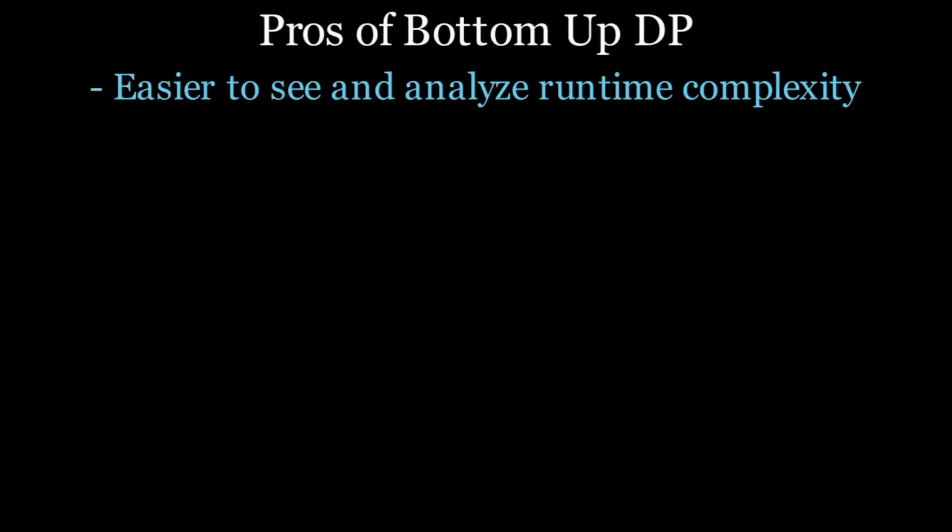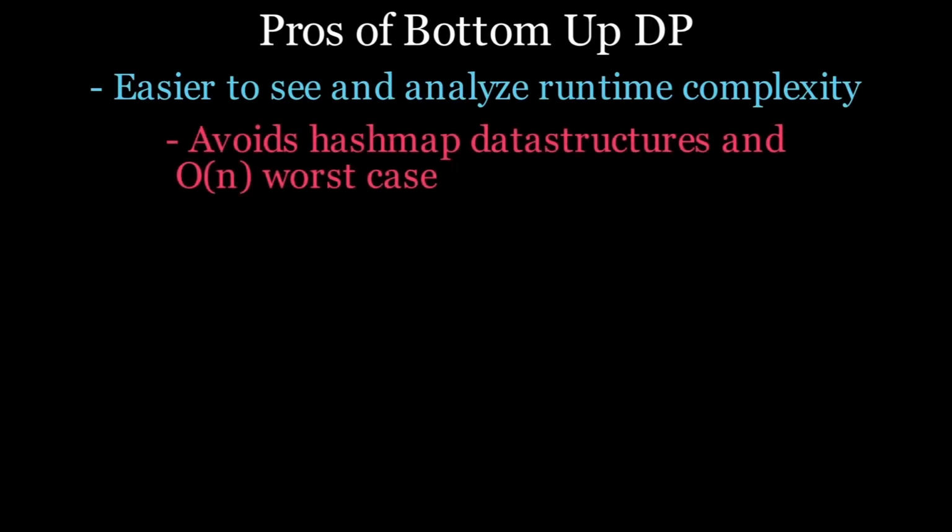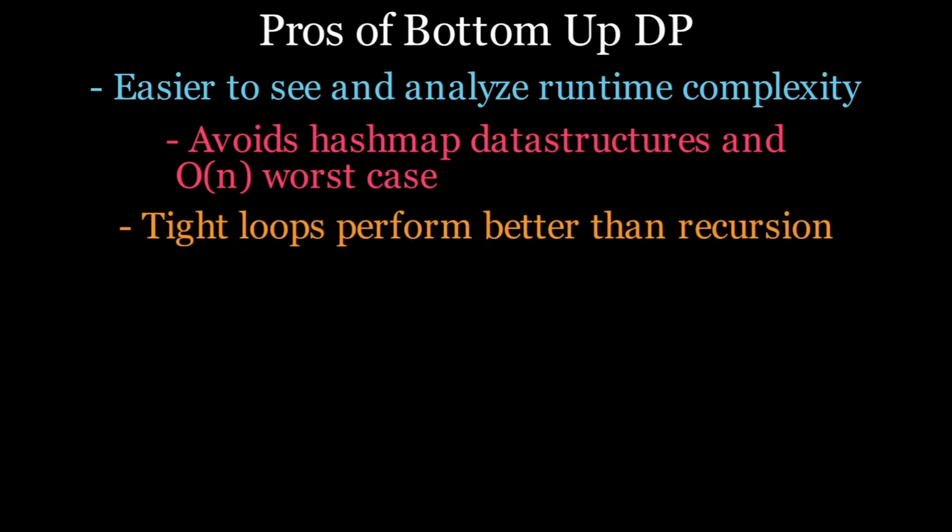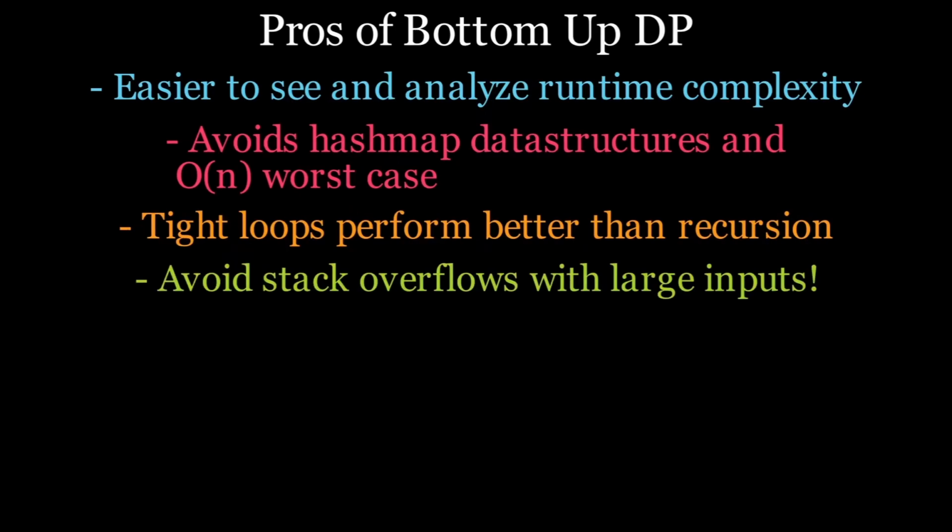Similarly, while the sets used with memoization have an O(1) average runtime for their lookups, in the worst case there could be collisions in the set, which regresses the lookup runtime to O(n). In an algorithms class, this can be a bit of a trap, and it's avoided entirely with bottom-up dynamic programming. At the CPU level, the tight loops of the bottom-up approach perform better than recursion, as they avoid all of the overhead of recursive calls on the stack. Finally, with large values of n, the top-down approach might run into stack overflow issues if the depth of the recursion gets too large. But top-down dynamic programming has some pros too.